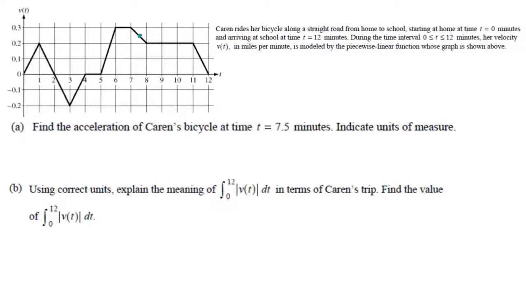This is a linear piecewise function. So to find this acceleration at 7.5, we can really just look at the slope of that segment between 7 and 8. And so that's going to give us 0.2 minus 0.3 over 1, and that's going to give us negative 0.1, and I believe this was miles per minute squared.